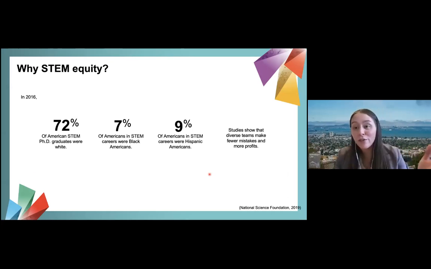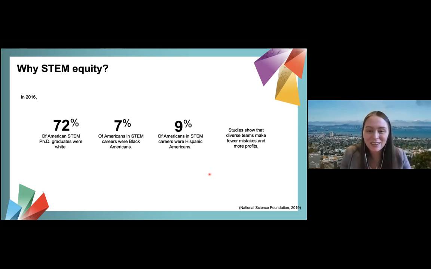I'm sure a lot of you think about this a lot and have been involved in these conversations, but the National Science Foundation puts out this study of sort of the demographics of STEM fields every few years. And so in the last one, which was published in 2019, they found that 72% of American STEM PhD graduates were white, 72%. And then, similar metrics of Americans in STEM careers, only 7% and 9% were Black or Hispanic Americans, respectively. And this is not okay.